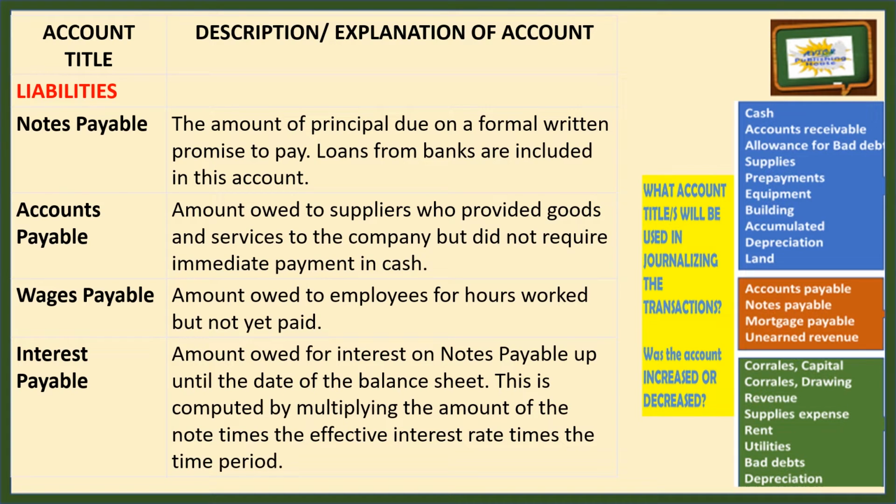Accounts payable is the amount owed to suppliers who provided goods and services to the company but did not require immediate payment in cash. Wages payable is the amount owed to employees for hours worked but not yet paid. Interest payable is the amount owed for interest on notes payable up until the date of the balance sheet. This is computed by multiplying the amount of the note times the effective rate times the time period. So you will learn the computation of that interest payable later.